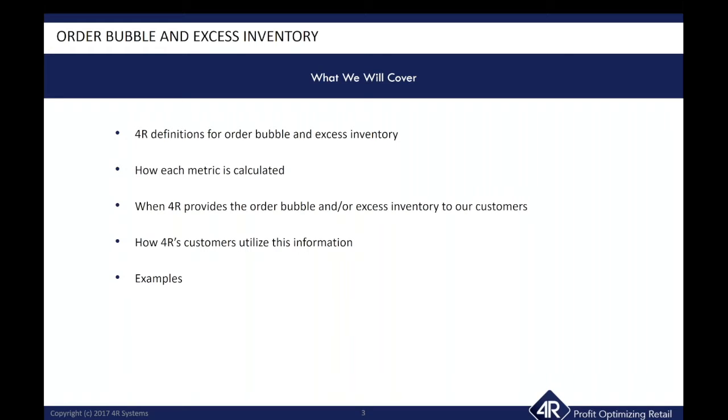I'm here to talk to you about an analysis we generate for our clients that is useful in estimating some of the impact 4R's solution can introduce to the system of our customers. This analysis is called the Order Bubble and Excess Inventory Report. Over the next several slides, we will define each metric, show you how each metric is calculated, the situations where 4R will provide this information to our customers, how our customers utilize this information, and a couple of examples to highlight how 4R's solution may shift inventory.